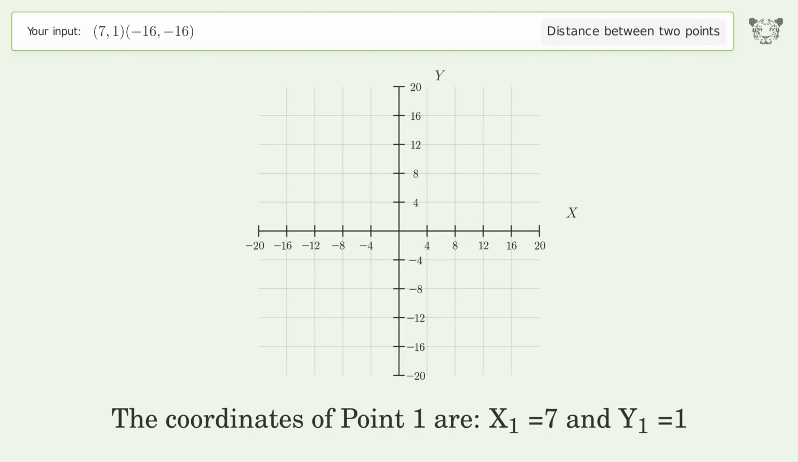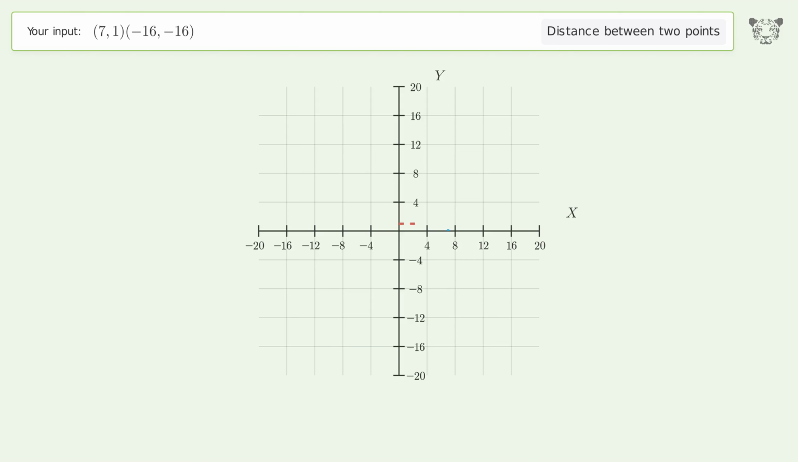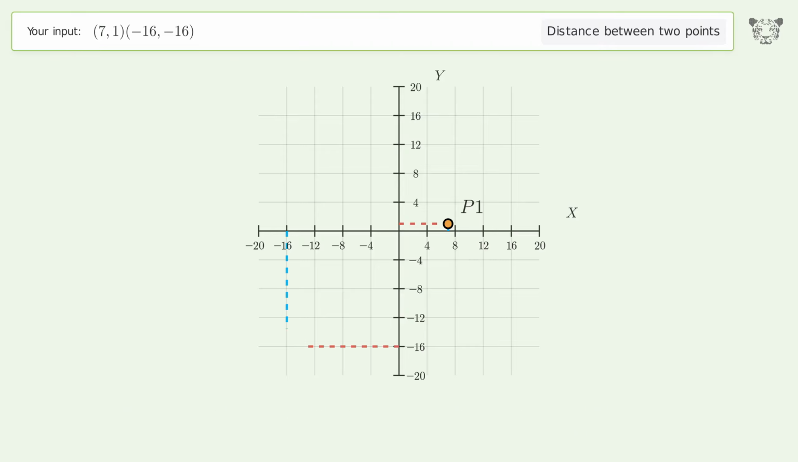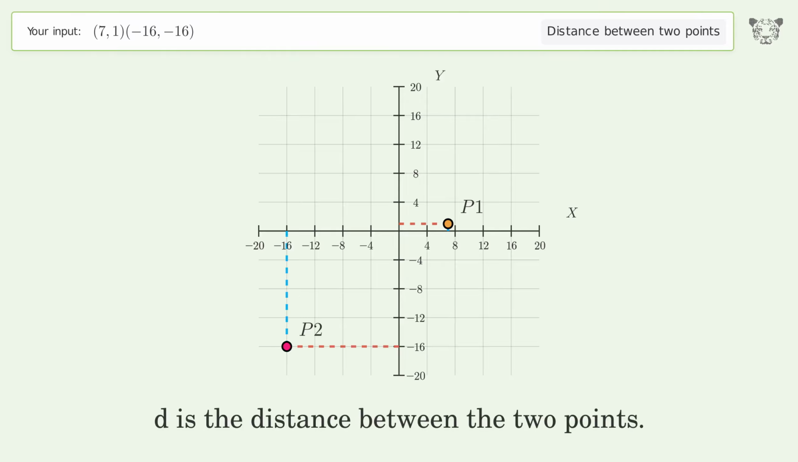The coordinates of point 1 are x1 equals 7 and y1 equals 1. The coordinates of point 2 are x2 equals negative 16 and y2 equals negative 16. D is the distance between the 2 points.